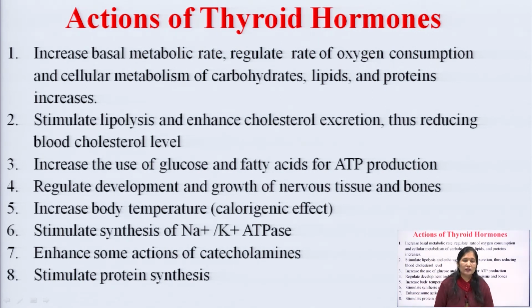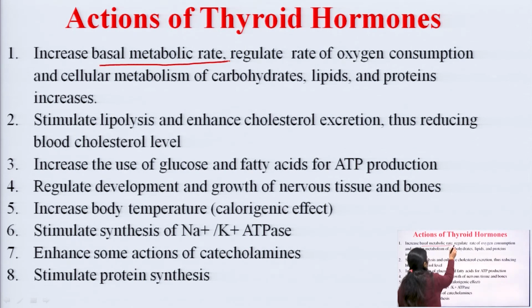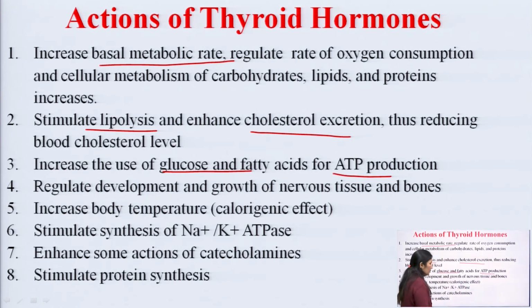Next is the action of the thyroid hormone. It increases basal metabolic rate. Thyroid hormone is involved in metabolism, basically carbohydrate metabolism, lipid metabolism, and protein metabolism. It regulates BMR, basal metabolic rate. It also stimulates lipolysis and causes the secretion of cholesterol, so it reduces blood cholesterol level. It increases the use of glucose and fatty acids for ATP production, so that is why it has a calorigenic effect.